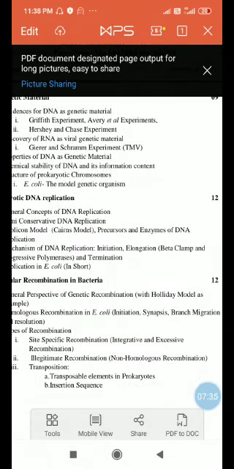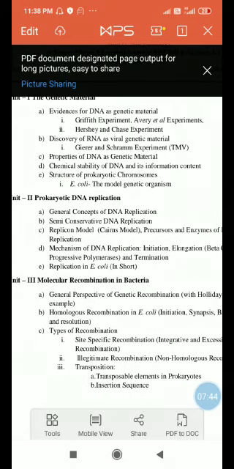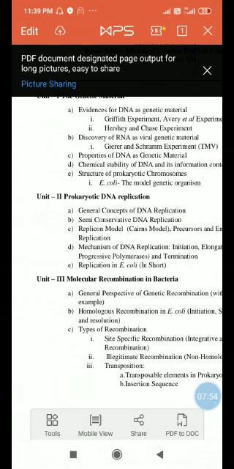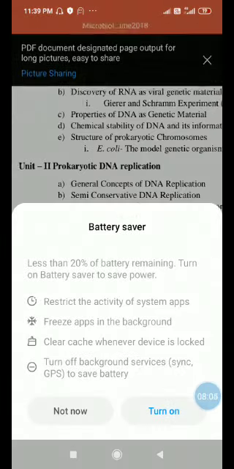Under that, initiation, elongation. In the elongation, beta clamp and processive polymerase, and termination. And the last point of unit 2nd, replication in Escherichia coli. In short, we will see about Escherichia coli.